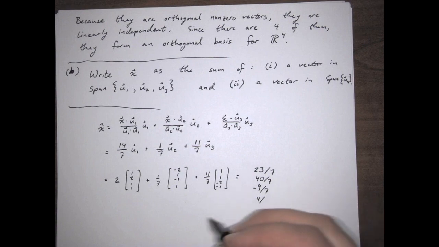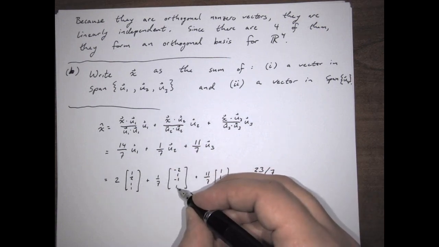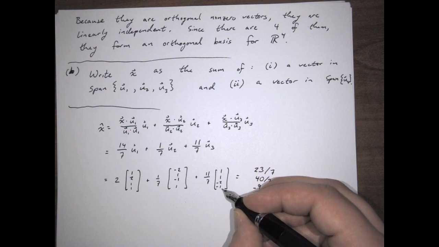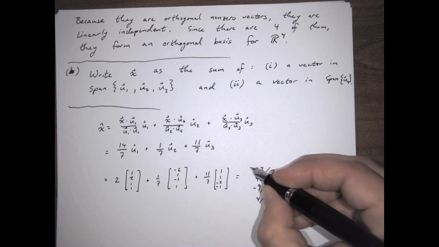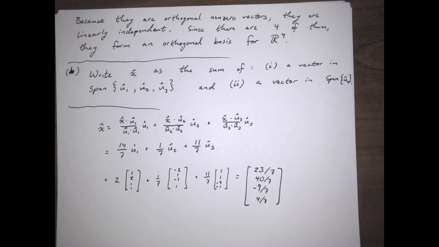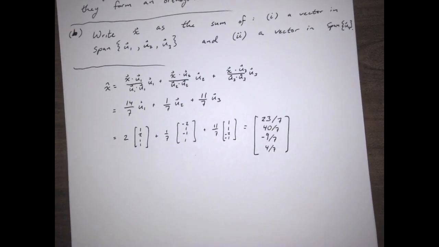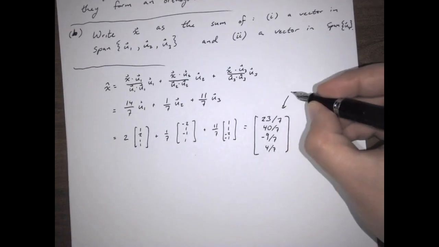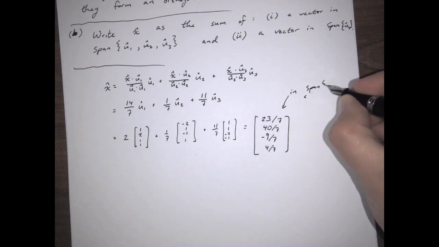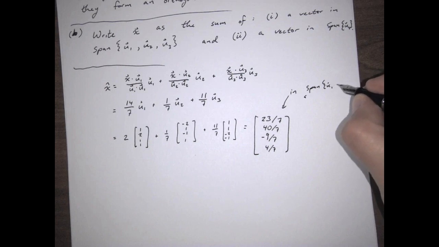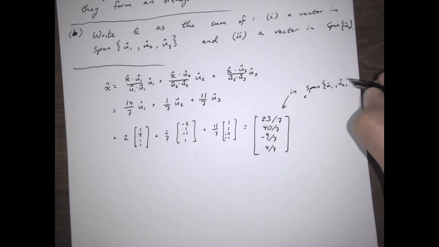No, sorry, that's not right. So 14/7 plus 1/7 is 15/7 minus 11/7. Yeah, 4/7. Yeah, that's right. Sorry, doubting myself for no reason. Okay, so this is the part that is in the span of the u1, u2, and the u3.